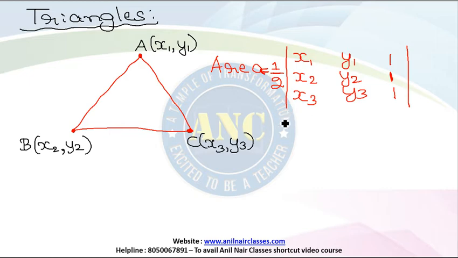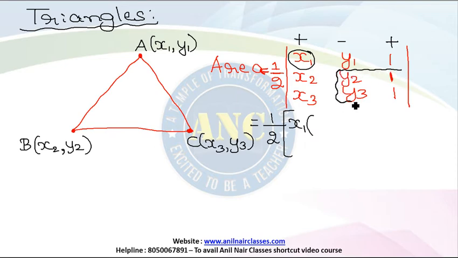How will you find the determinant, which we have studied in our 12th or 11th class? The determinant can be found with signs plus, minus, plus. First take x1. Forget about that particular column and that particular row. Remaining things are y2, 1 and y3, 1. Do cross multiplication with subtraction in between. Y2 into 1 is y2 minus y3 into 1 is y3, that is the x1 term multiplied with x1.